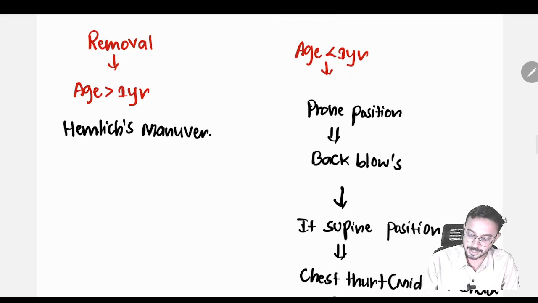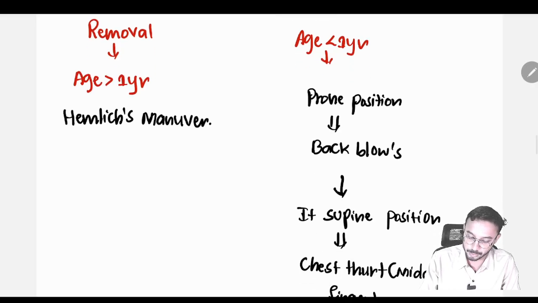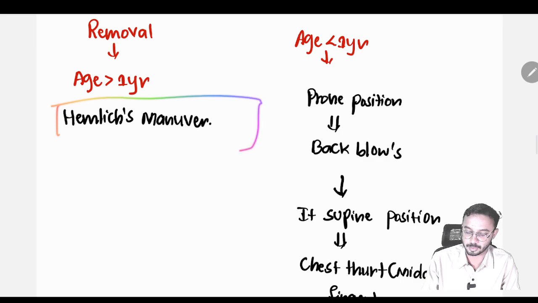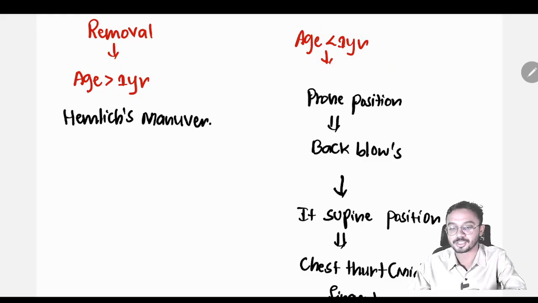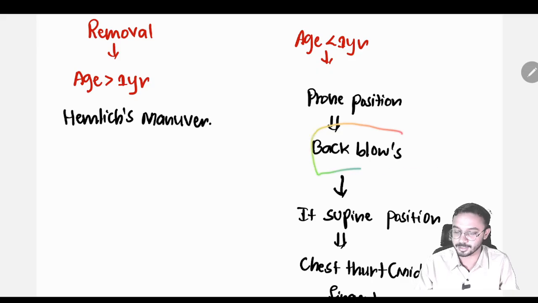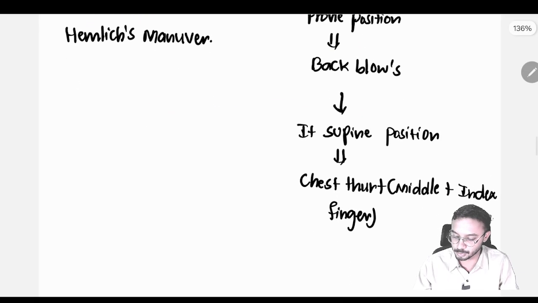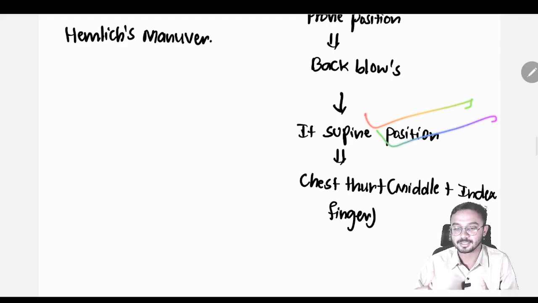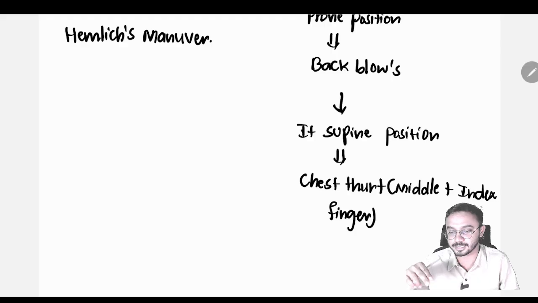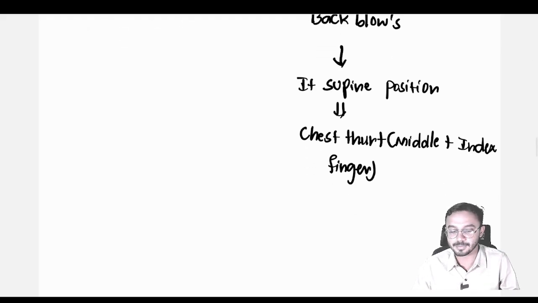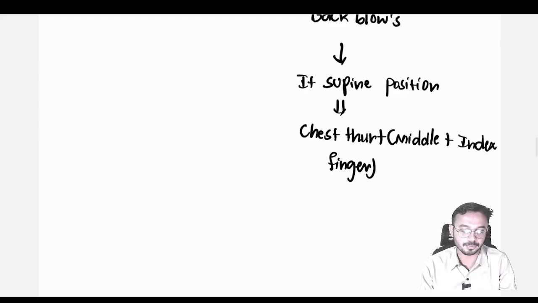If the child's age is greater than 1 year, you are going to do the Heimlich maneuver. Okay. And if the child's age is less than 1 year, put the child in the prone position and give back blows. If that doesn't solve it, then put the child in the supine position and give chest thrusts using the middle and index finger. This is the treatment aspect of foreign body aspiration. Very important.